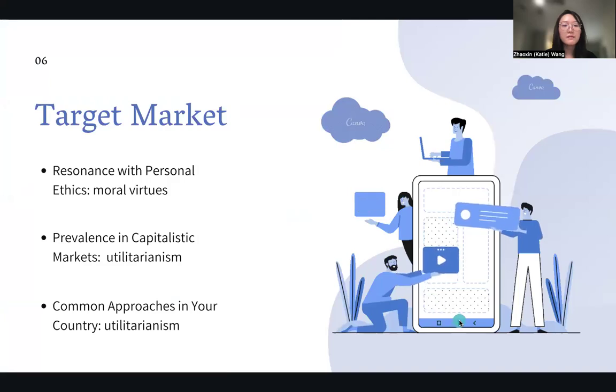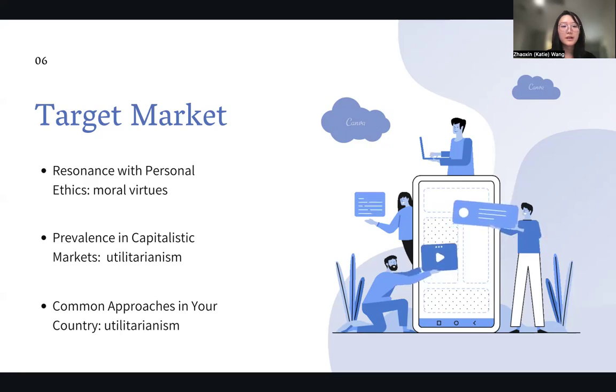I feel like in the current society, in the capitalistic market, utilitarianism is probably the most prevalent ethical theory. This is because businesses and economic systems often prioritize actions that maximize overall happiness, efficiency, and profit, aligning with the utilitarian focus on the greatest good for the greatest number. One example is that governments are definitely trying to protect the overall happiness of society for everyone's common good.